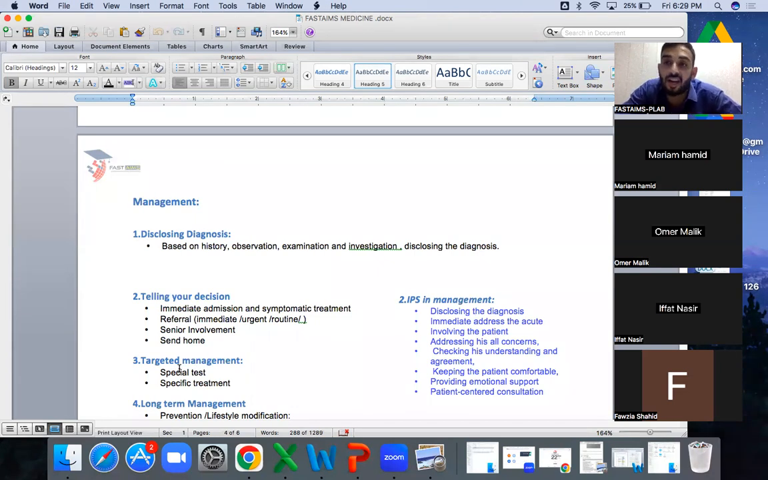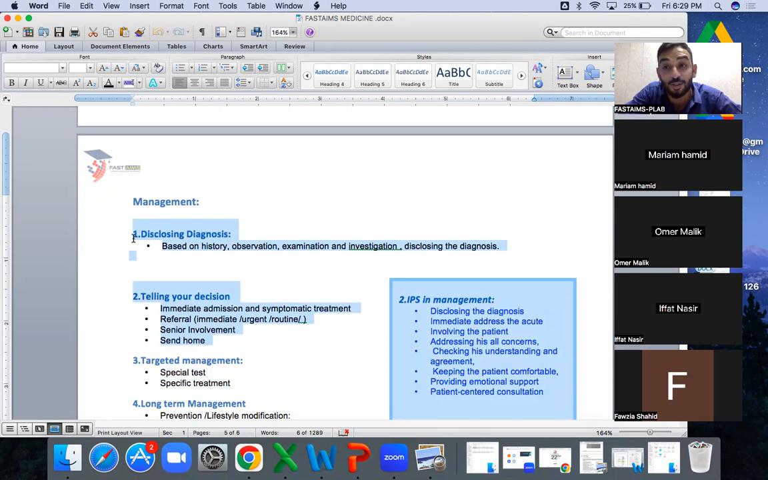So these are special target tests. Trust me, these are not important. These are not what we think. As a student, we think this is the most important thing. Trust me, if you don't know about this, you are still going to pass your station. But if you don't know about these two, you cannot attain a good score in your management.